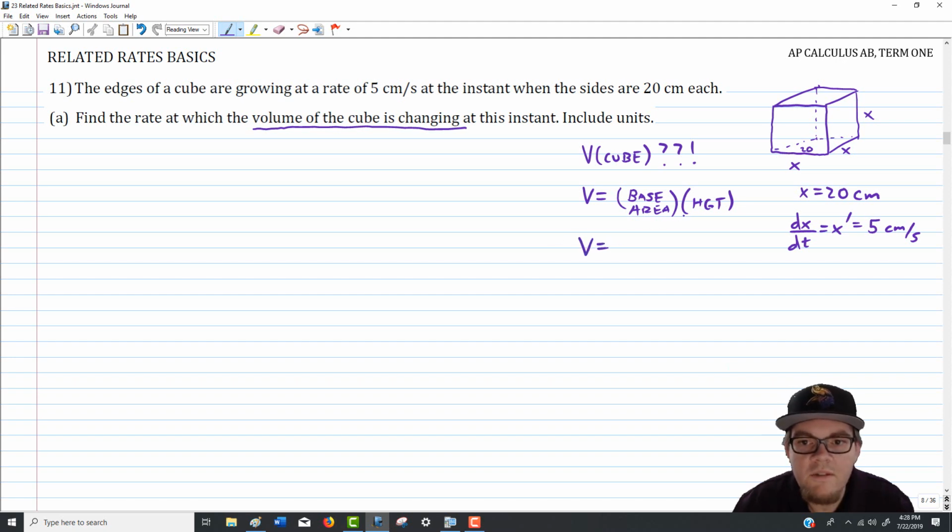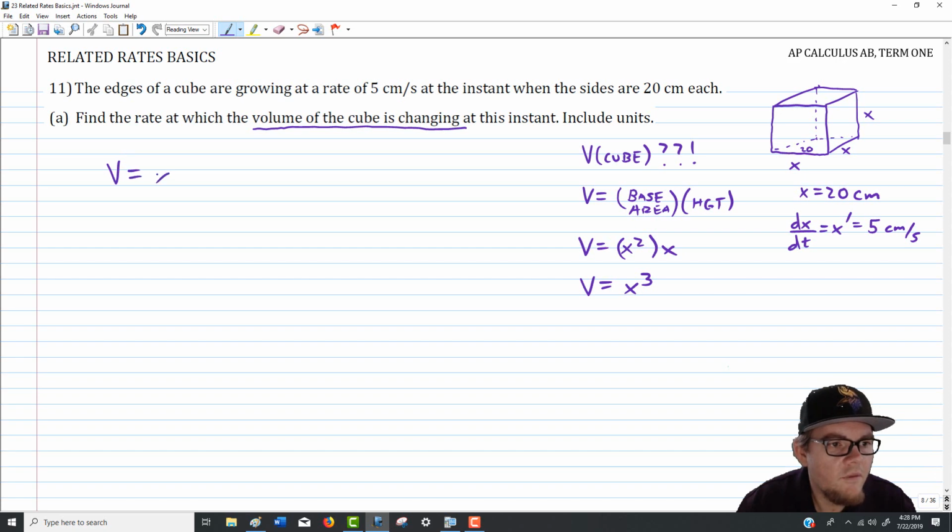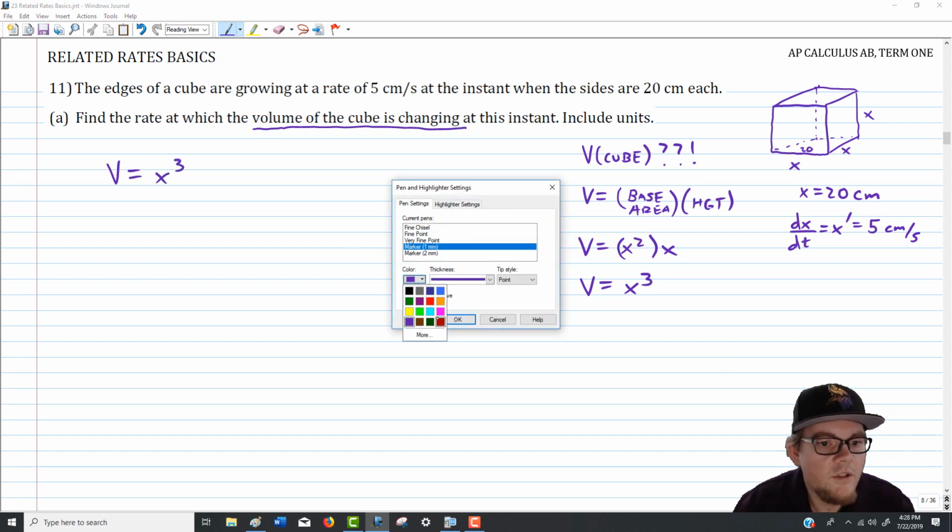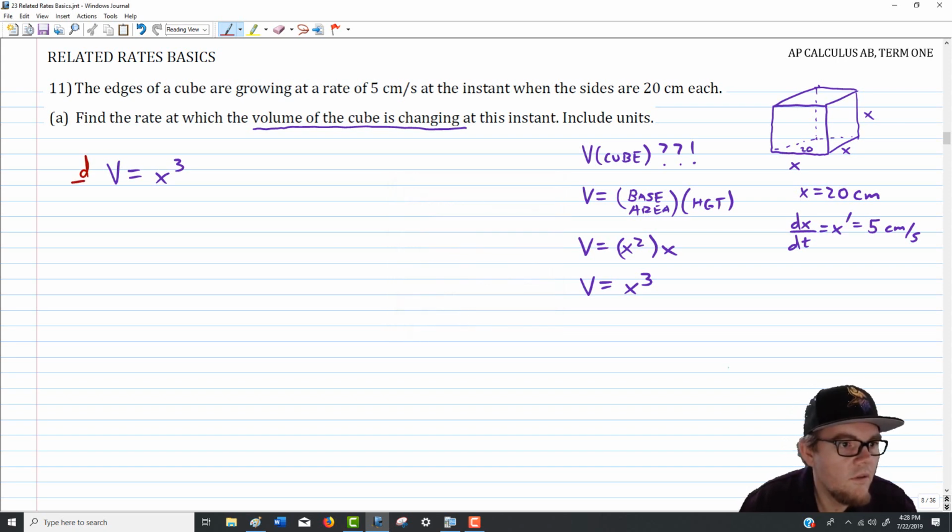Then if we look at our specific situation, our base area would be x squared. Our height is exactly the same as well, it's x. That means the volume of a cube is just equal to x cubed. Easy to remember, cube, cubed. Good stuff. So we now have that the volume is equal to x cubed, and we're interested in the rate at which it's changing. So we can take the derivative with respect to t of both sides of this equation.